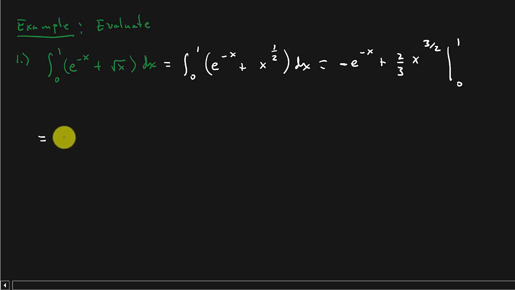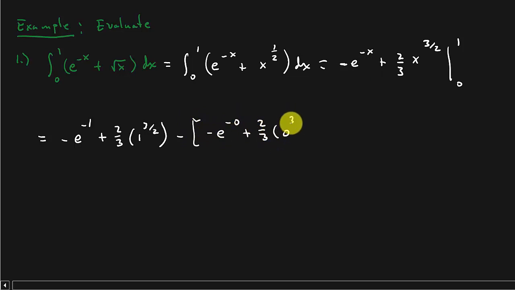And so this would be -e to the -1 plus 2/3 times 1 to the 3/2. Okay, so we plug the 1 in, minus, and then we plug the 0 in. That is -e to the -0 plus 2/3 times 0 to the 3/2. Make sure when you plug the 0 in, you're subtracting the whole thing. So put this whole thing in a bracket so you know it's minus that whole thing.